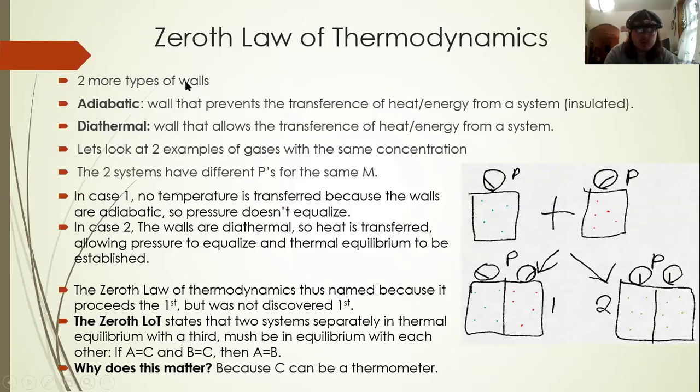So there's two more walls we need to worry about. Adiabatic, and adiabatic is a term we will come up with a lot. A wall that prevents the transference of energy from the system. It's an adiabatic solution. It's an insulated solution that essentially prevents heat from flowing out.